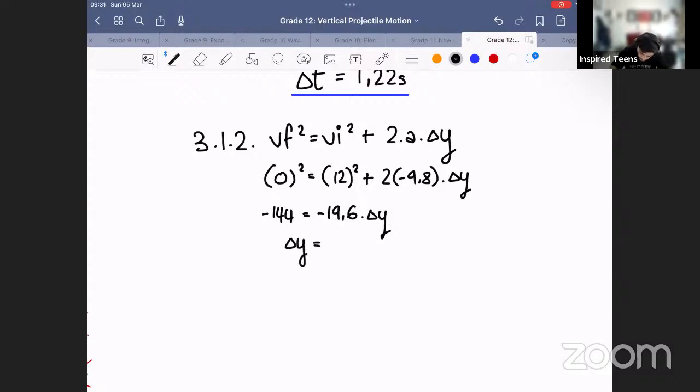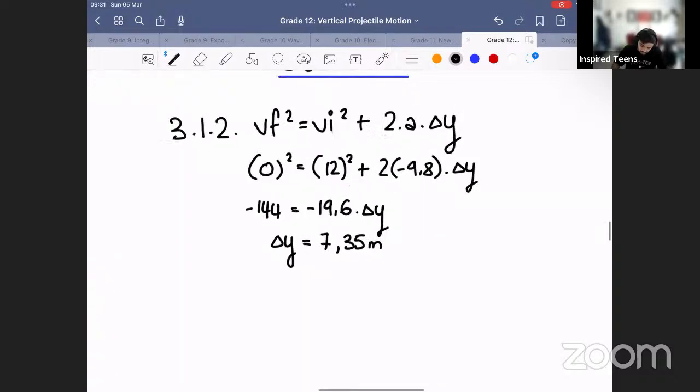And I have a delta Y, please correct me if it is wrong, a delta Y of 7,35 meters. That sounds wrong. No, it's right. Okay, so now remember, this is above the platform.